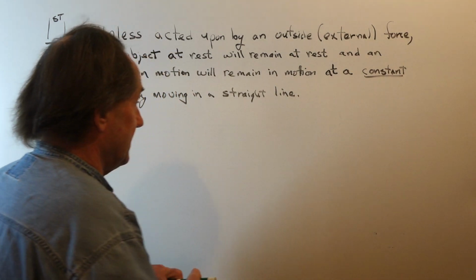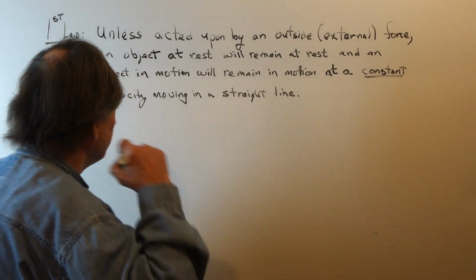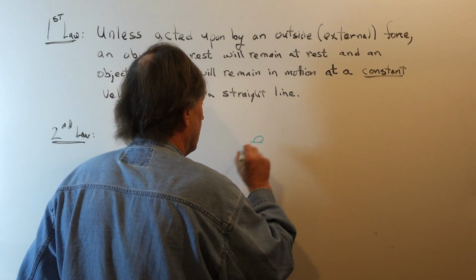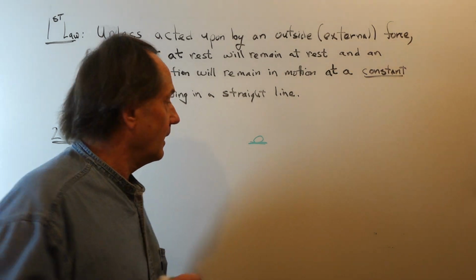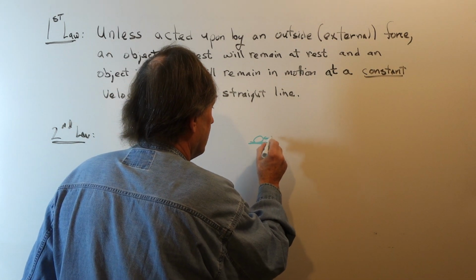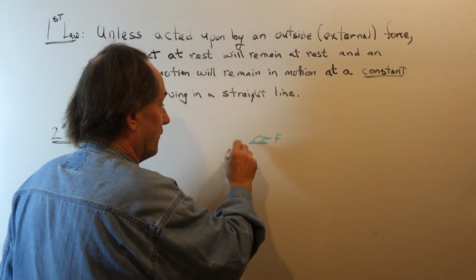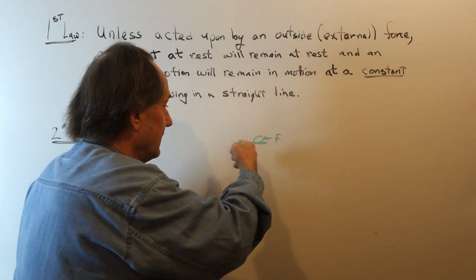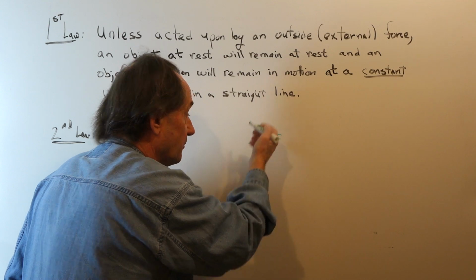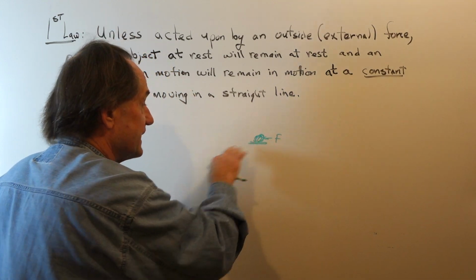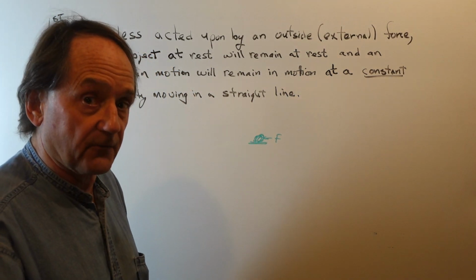What this means is, suppose you have an object. It's sitting on the ground. The first law tells us it's going to sit there forever unless we push on it with some force or some other force like a wind force imparts its energy to it to move that object. If there is no force acting on that object, it's going to sit there forever.